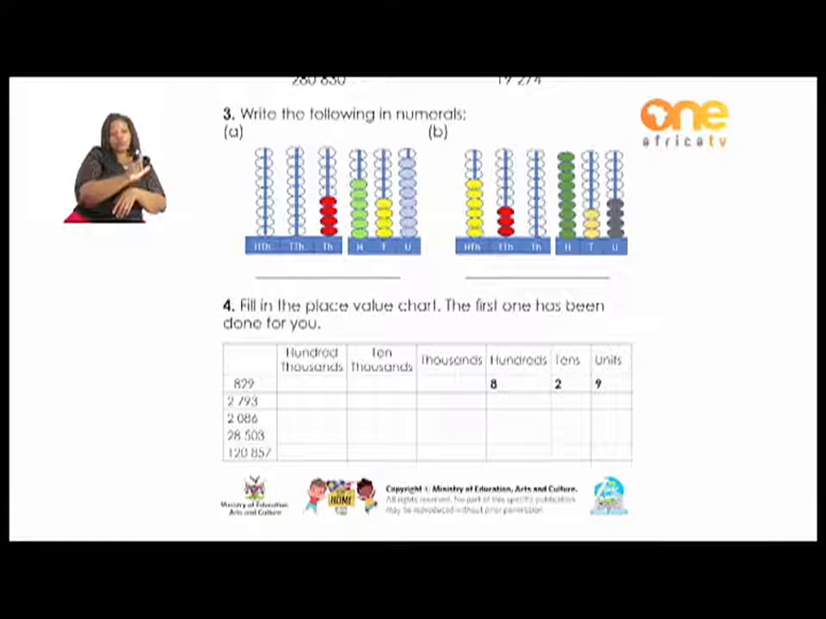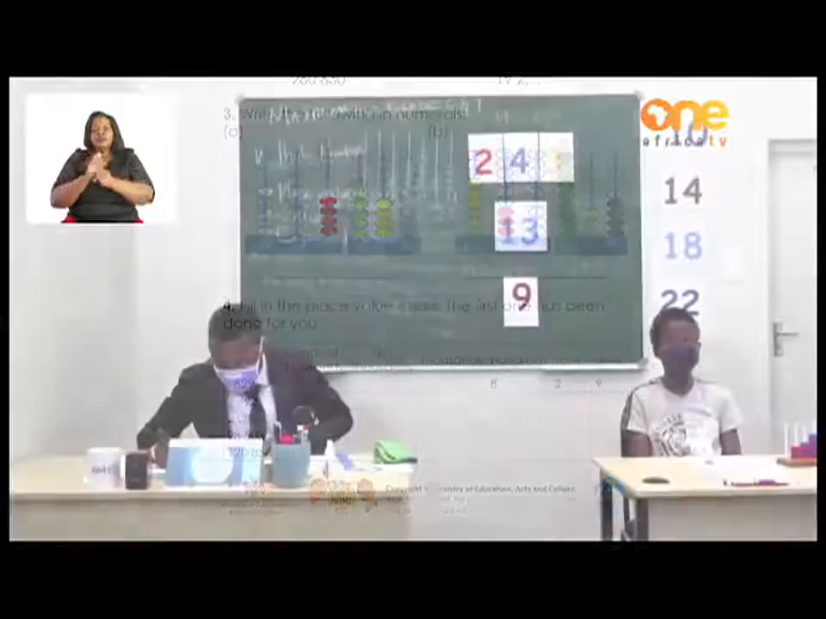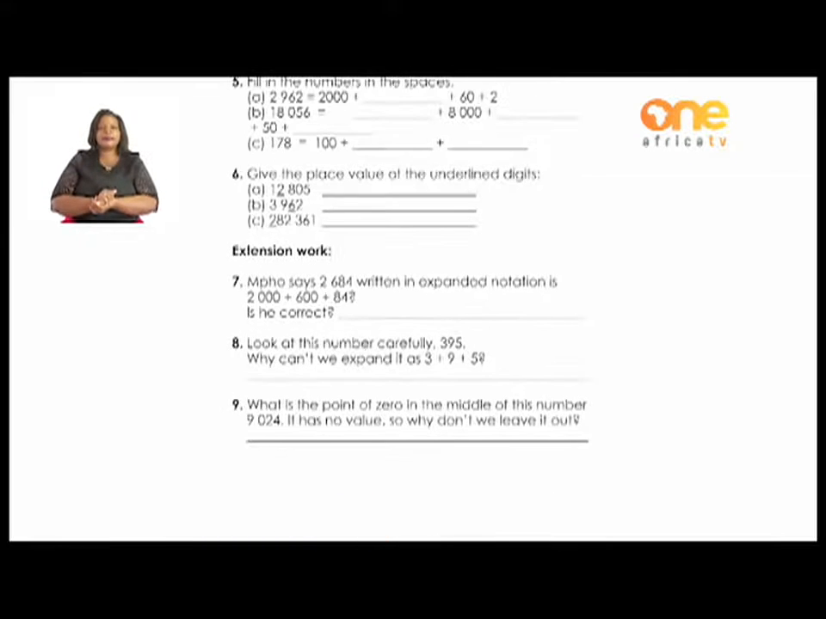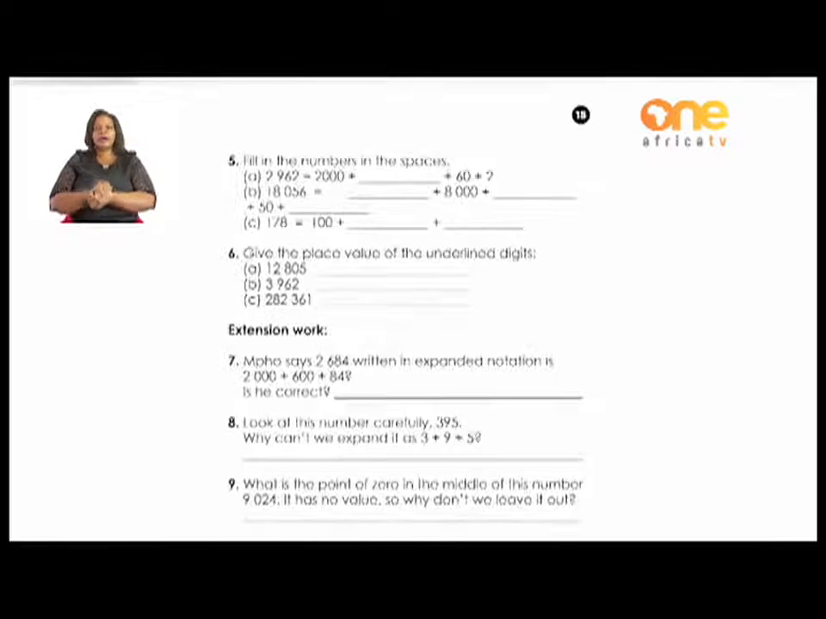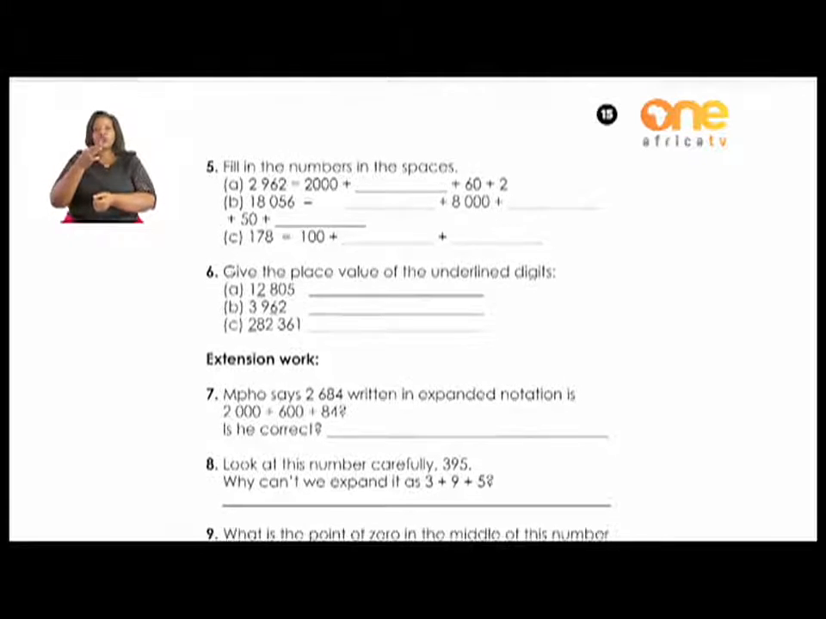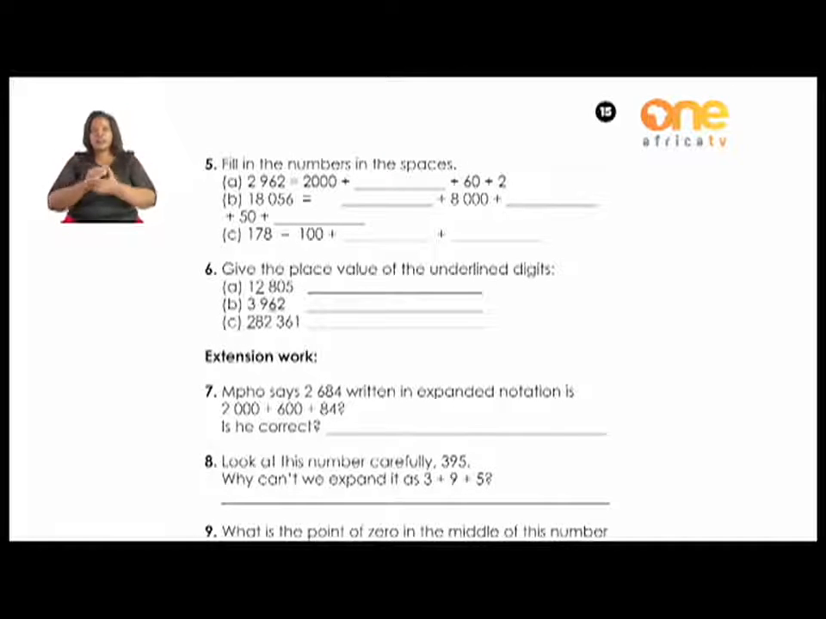Number 5, fill in the numbers in the spaces. So this is now expanded notation. What we are testing here is expanded notation. There are spaces where I left for you to fill in. If you have to expand 2962, so you have to start with 2000 plus, I don't know what that is, you have to put it yourself, and then plus 2. So you can also do that. I think it's very easy to do.